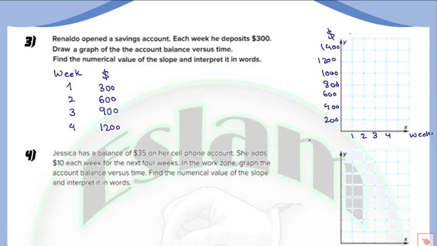The first point is 1 and 300. The second point is 2 and 600. After that, 3 and 900. The next one will be 4 and 1200. Now we can graph the line.